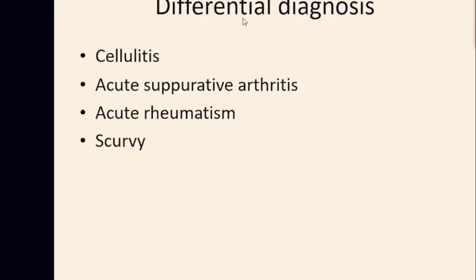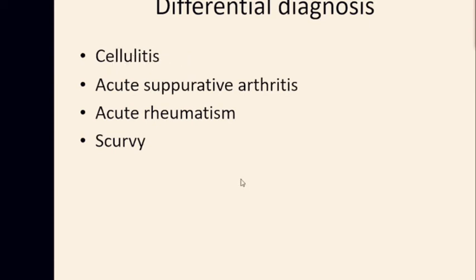So what is the differential diagnosis? The patient comes with fever and pain in the proximal tibia or distal femur. You examine the swelling, and it is warm. So it could just be a cellulitis, an infection of the skin and subcutaneous tissue.